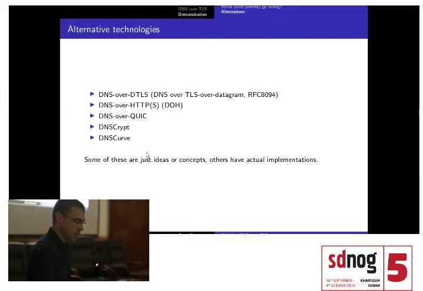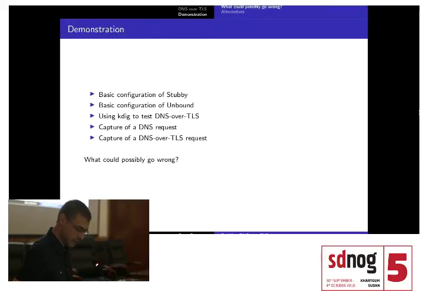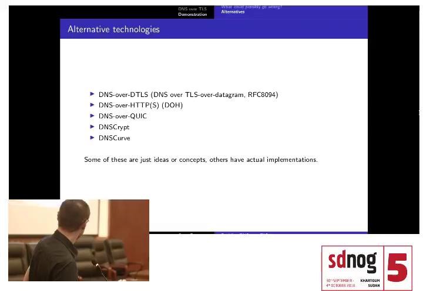For completeness' sake, I will also mention some alternative technologies. These are different solutions to the same problem. I don't think they're all that much to look at, well, some of them. There is DNS over DTLS, which is fairly similar, except that it will use a datagram instead of TCP. There's DNS over HTTPS and DNS over QUIC, which are both similar to each other, but I don't really know why you would want that.